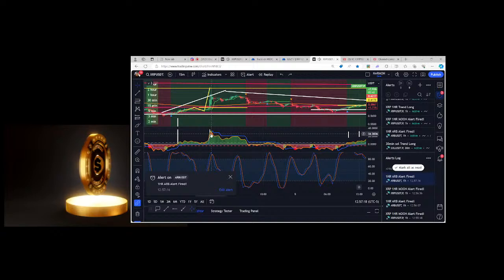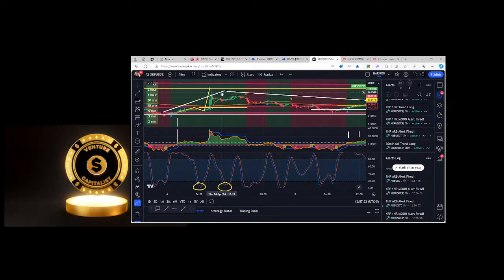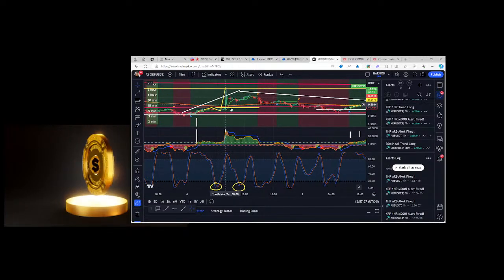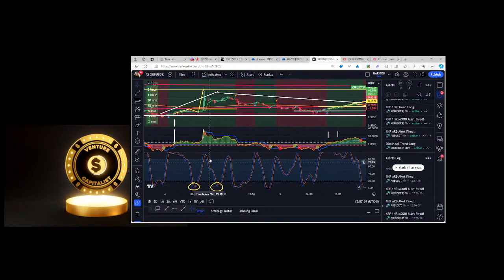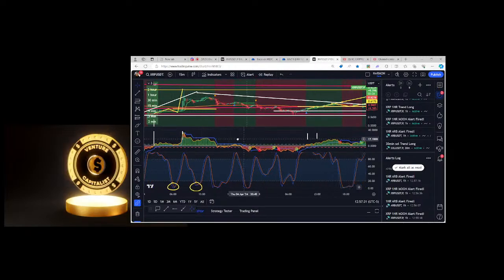So since the 15-minute red moon exists at that time, then you would just simply close out of your trades, which would have been that beautiful trade right there. And we'll get a little more into that, but we don't want to trade against our 15-minute RSI, and we don't want to trade against our 15-minute red moon.